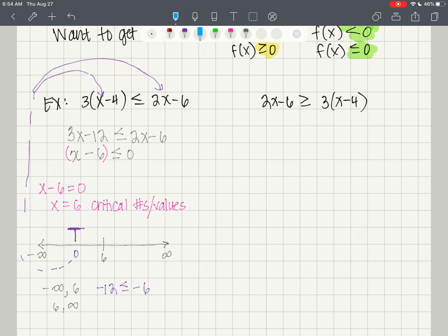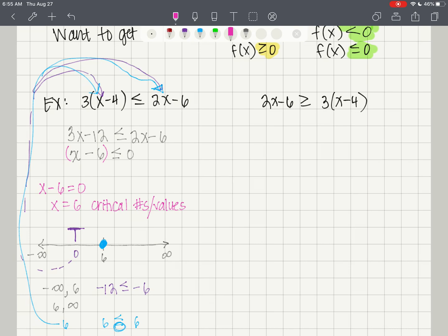So when I put a 6 in, I get 3 times 2, which is 6, is less than or equal to 2 times 6 is 12, 12 minus 6 is 6. So when I plug a 6 in, I get 6 is less than or equal to 6, which is true. So 6 is included. I'll just put a closed circle on 6.